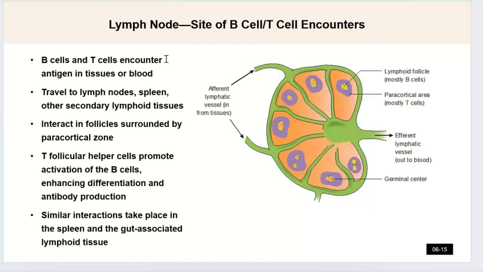The T follicular helper cells, which we learned about in that video, promote activation of the B cells, enhancing differentiation and antibody production. And then remember, we learned that we have some of those gut-associated lymph nodes and spleen-associated lymph nodes, and we have these kind of interactions that are going to produce a very specific type of antibody production. I'll add this to this slide up here.